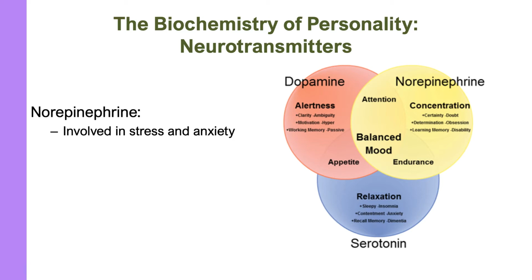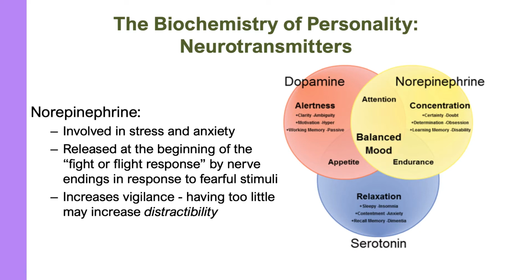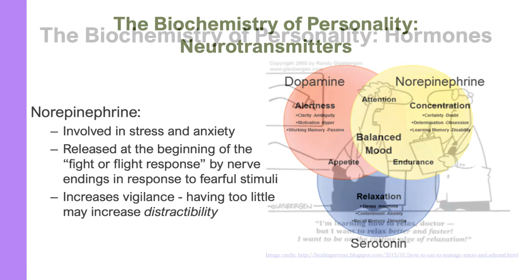That surge of energy that you feel, that's the result of norepinephrine being released by nerve endings so that you can quickly get off the street and get back onto the curb to safety. So that's one of the roles that norepinephrine plays. It also is involved in maintaining general alertness, arousal, and vigilance. If you don't have enough norepinephrine, you are probably going to suffer from a little bit of distractibility or inattention. So that's another thing that it's been related to.